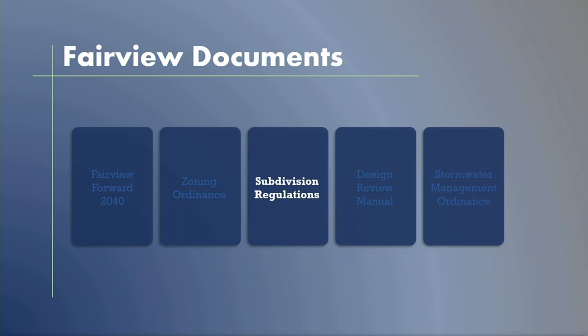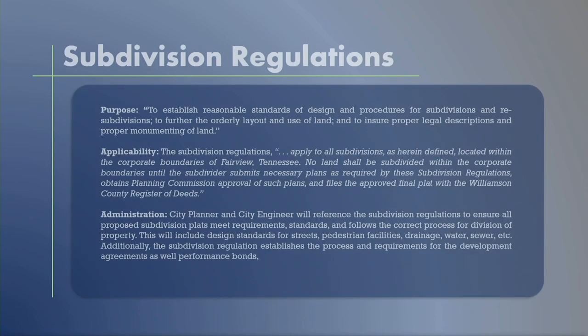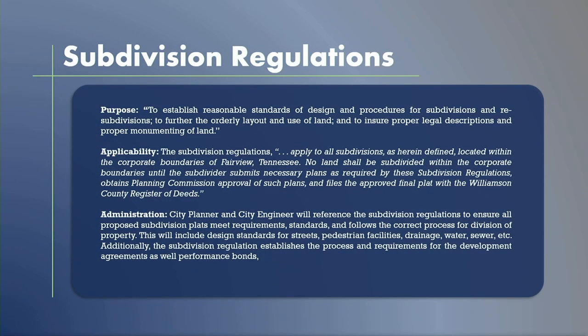Next we have subdivision regulations. So subdivision regulations again are requirements and regulations. However, it's different than the zoning ordinance. You're getting more technical. This is specific to the subdivision process. That doesn't necessarily mean a residential subdivision, but subdivision of any property within the community. So it's gonna establish that process.